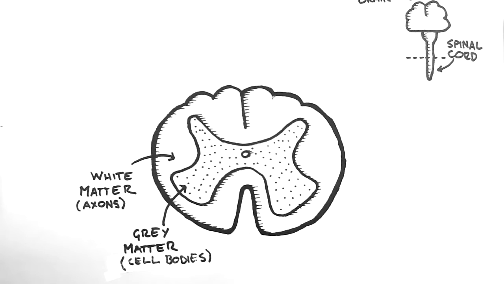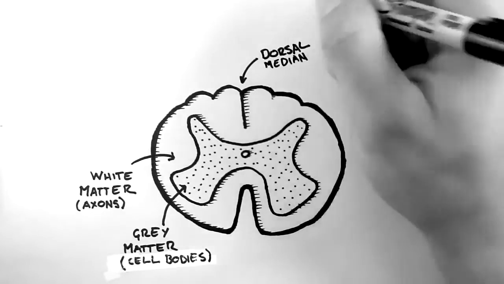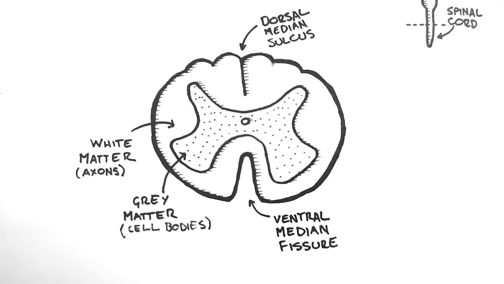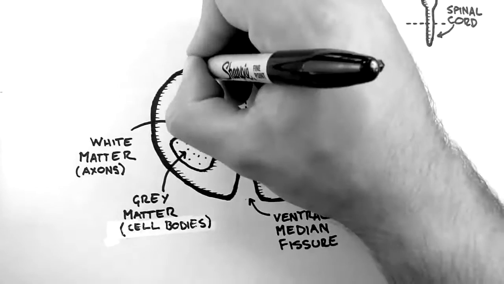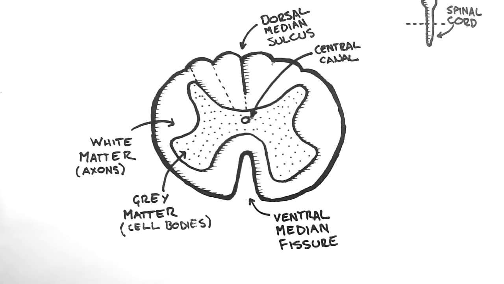Other notable features include the dorsal median sulcus, which is this groove at the back of the cord, and the ventral median fissure, which is the larger groove at the front of the spinal cord. These features help us to orientate the spinal cord. Also of note is the central canal, which runs down the centre of the spinal cord. Cerebrospinal fluid runs through the central canal.